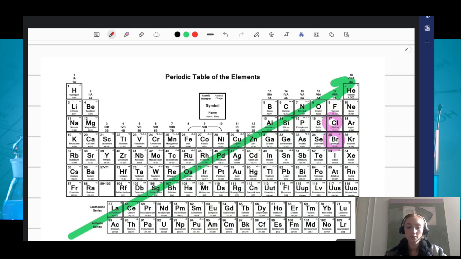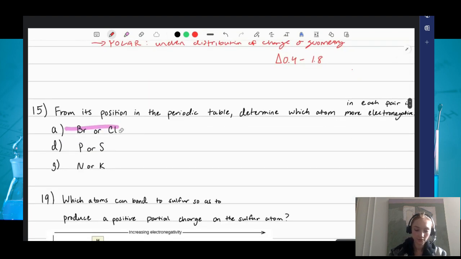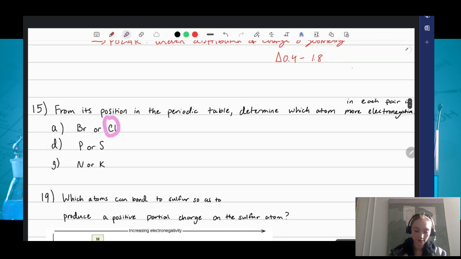So chlorine, because it's smaller than bromine, is going to be able to attract electrons more easily because it has a higher amount of attraction for electrons. Yeah, so that is the answer for that question. So the answer is going to be chlorine.